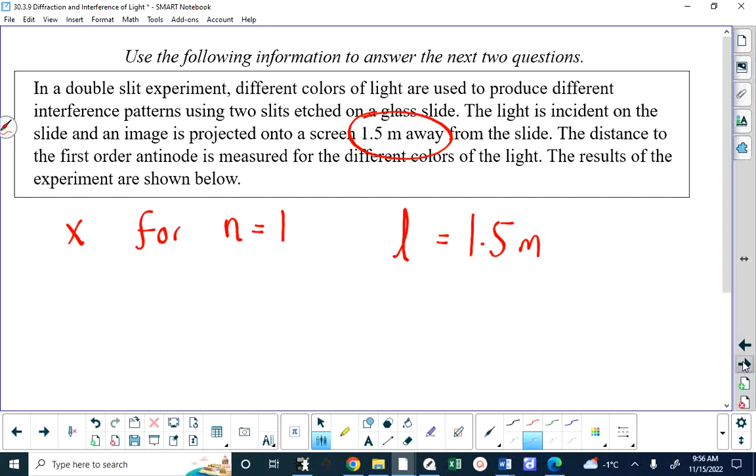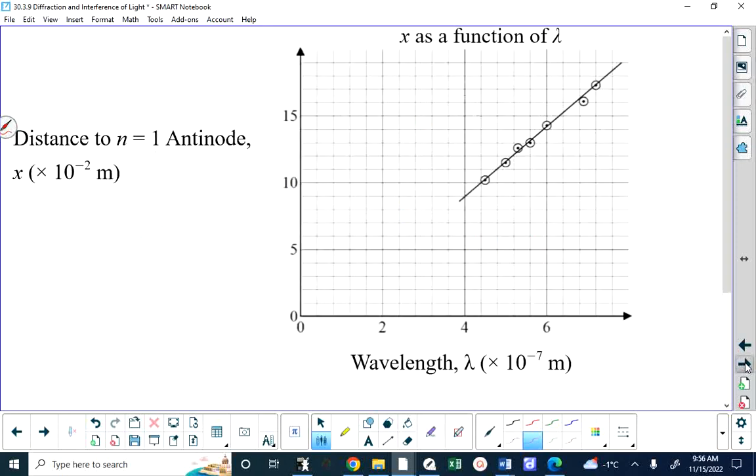The results of the experiment are shown below. So they graph the wavelength here, and they were lucky enough to have 1, 2, 3, 4, 5, 6, 7 different colors. They probably didn't have 7 lasers. They probably used white light and different colored filters. So a red filter allows only a particular wavelength of red light through. A green filter, only a particular color of green light. And this is the wavelength. This, of course, is the manipulated variable.